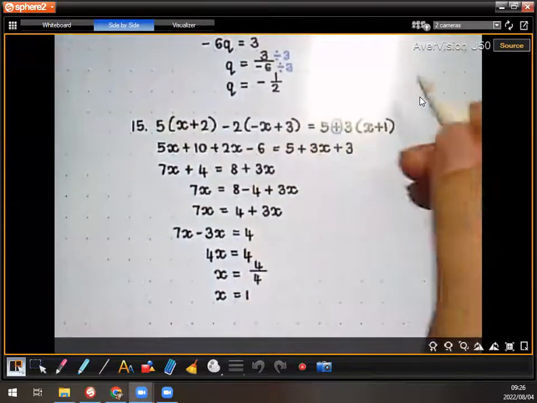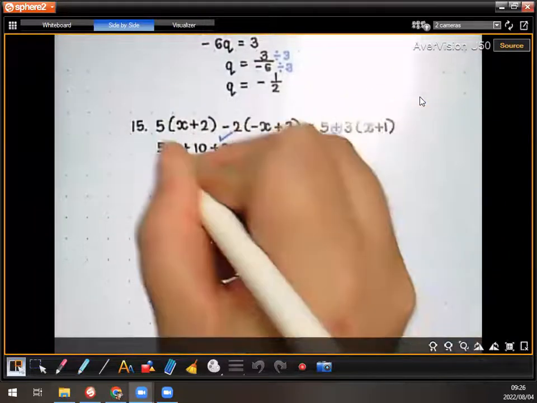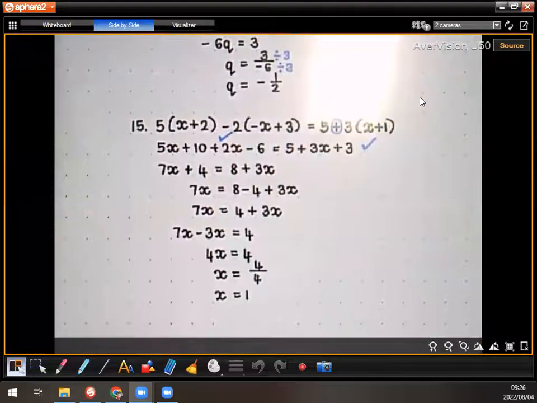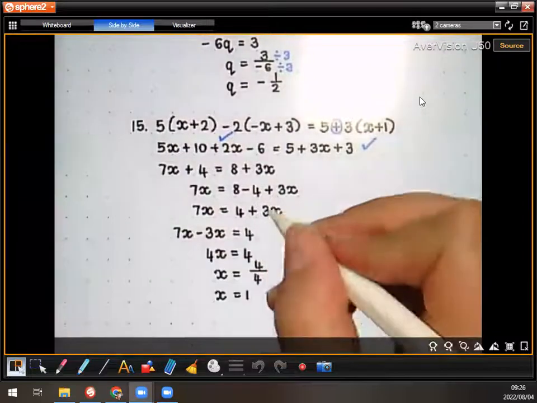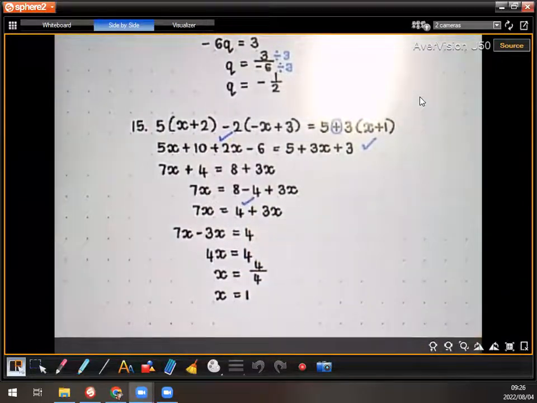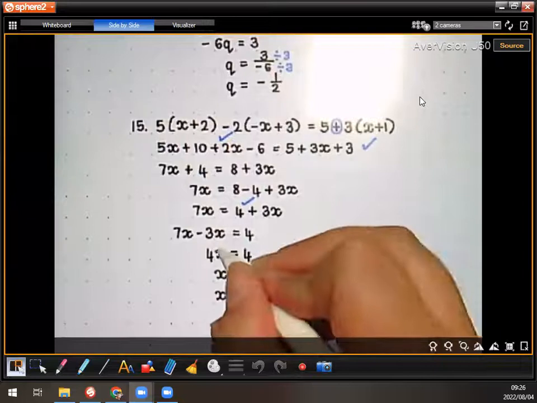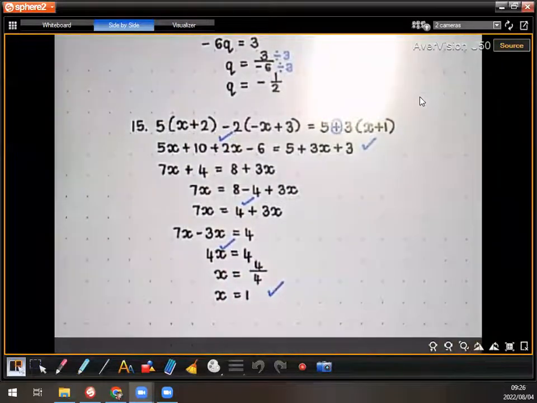So because there's 3 brackets, I'll probably give a mark for multiplying out on this side and a mark on that side. Mark for that 4, the bottom of that 4x, and then put your answer.